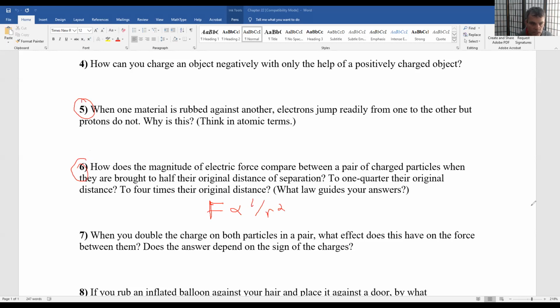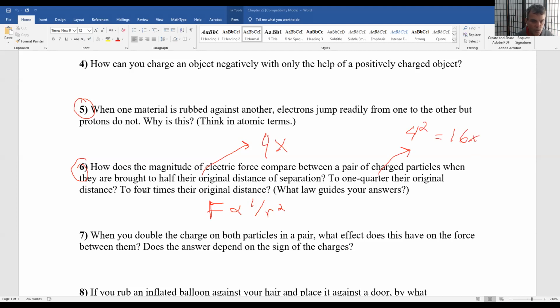So if something is brought to 1/2 their original distance, that means they've gotten 2 times closer. The force is going to be stronger, but not twice as strong. It's going to be 4 times stronger. So in half the original distance, it's going to be 4 times stronger. To 1/4 the original distance means it's 4 times closer. 4 times closer means a stronger force, but not by a factor of 4, by a factor of 4 squared, which means it's going to be 16 times greater.